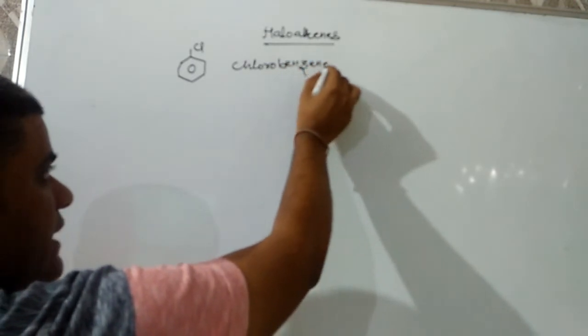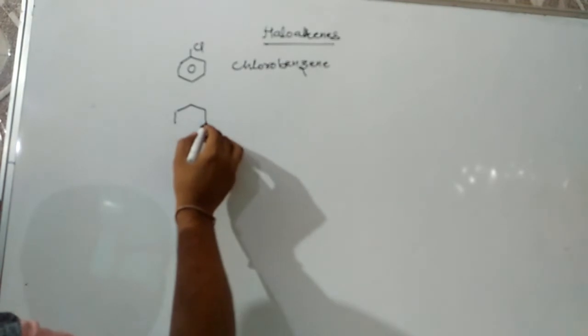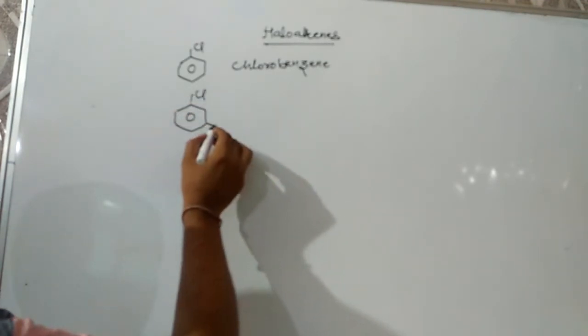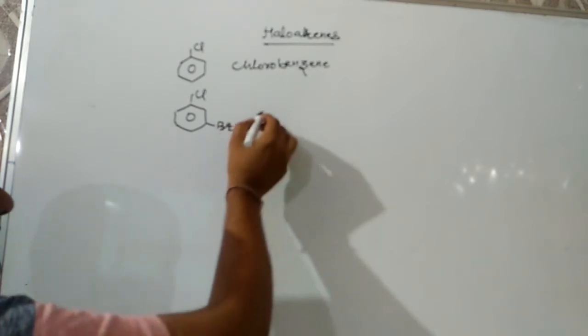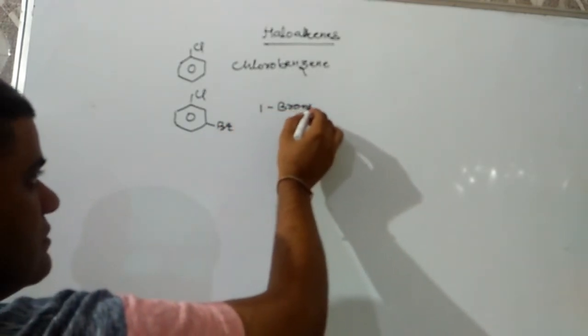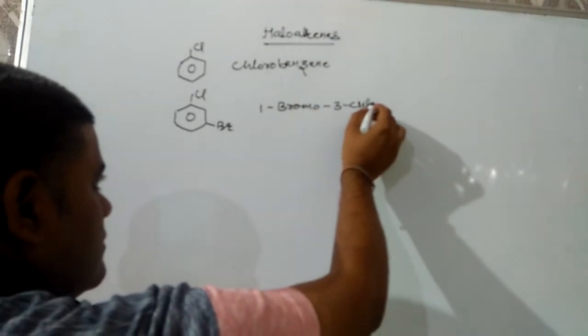And if two halogen atoms are present, then we have to start numbering alphabetically. That is, if Cl and Br are there, then we have to start numbering from Br. The name of this compound will be 1-bromo-3-chlorobenzene.